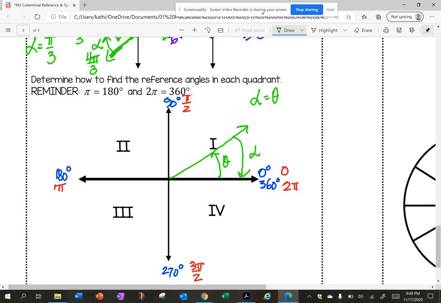When my terminal side ends somewhere in the second quadrant, my alpha is always measured from 180, so theta comes here, and my alpha will be here. So my alpha for degrees is going to be 180 degrees minus theta. And for radians, it's going to be pi minus theta.